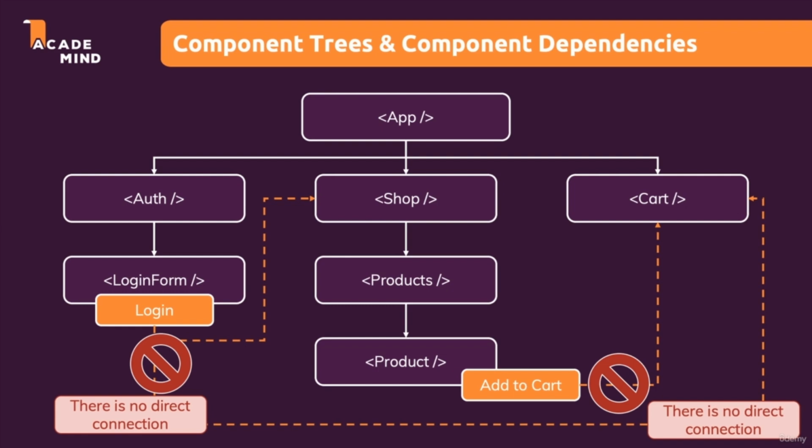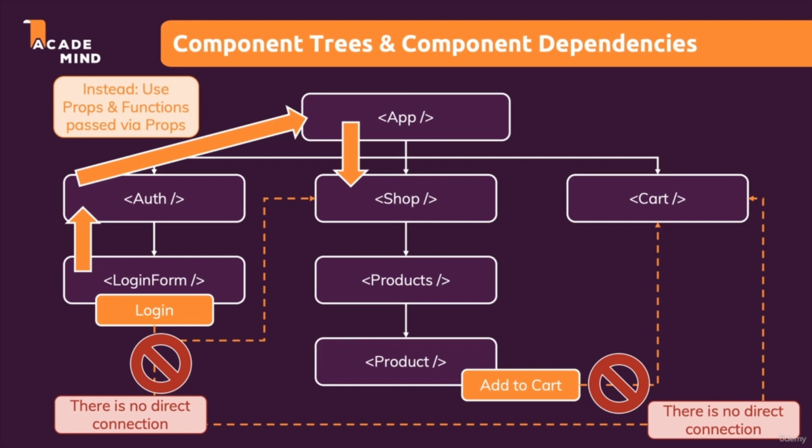And therefore, what we typically would do is use props to pass a function handler to the login form, for example, so that in there we can call it. But that essentially means that we're forwarding data through our different components. And the same, of course, if we add something to the cart.